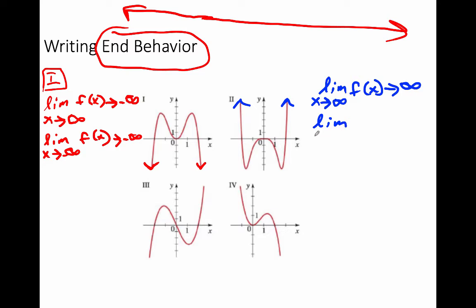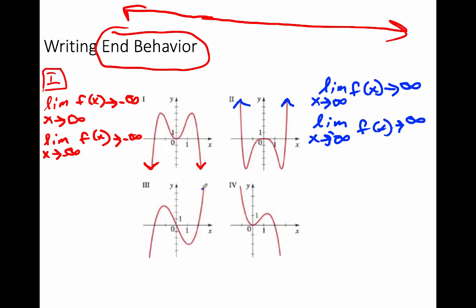And now I have the limit as x approaches negative infinity. Where does the graph go? This should be negative infinity. Almost made my first mistake of the year. I am going up again, okay? So as my x's go out to the left, where does the graph go? The graph goes up.